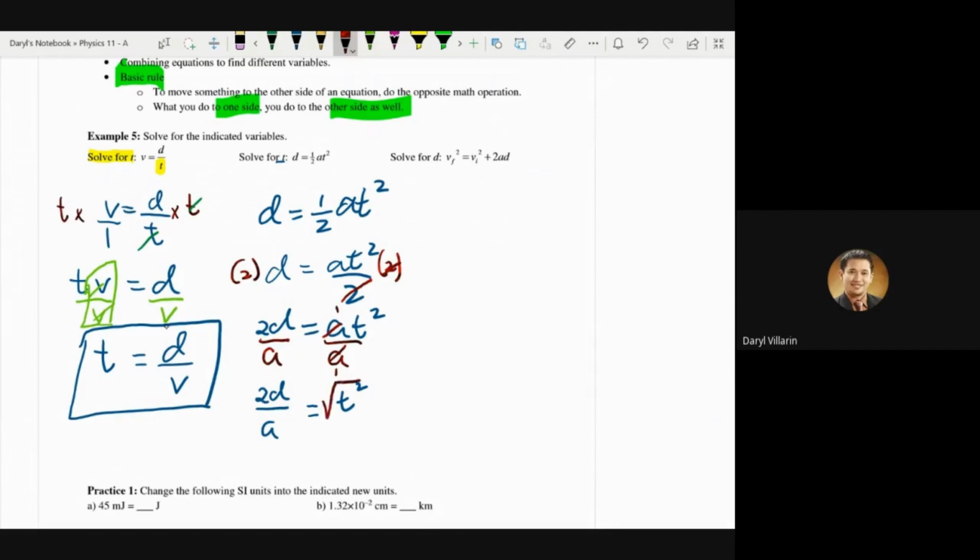So to get rid of my square there, I just need to take the square root, because the square root of t squared will give me t. But since I'm doing the square root of one side, do it also on the other side. But remember this one here. Remember that this is 2d over a. So if you're doing the square root, make sure that you include the denominator here. Okay?